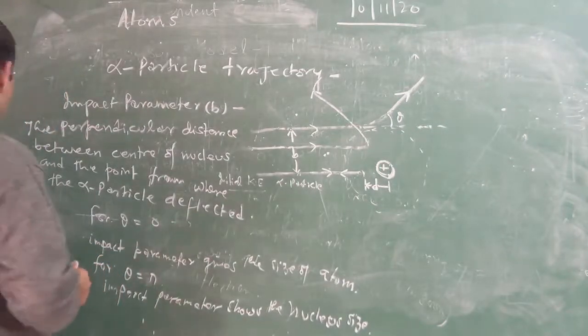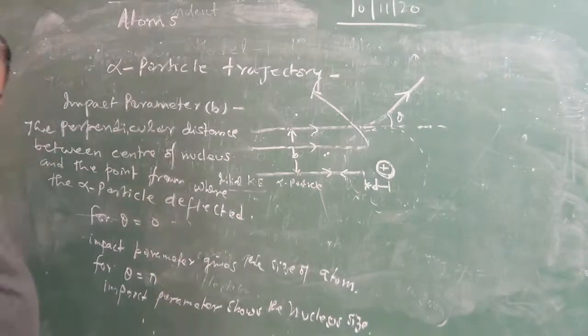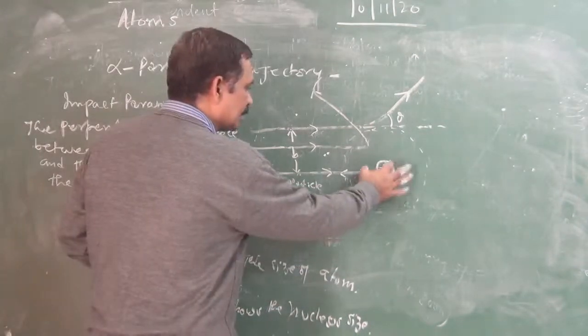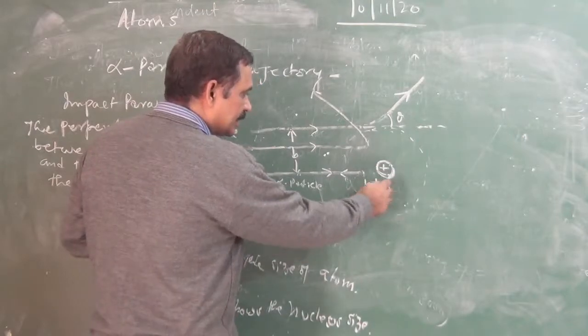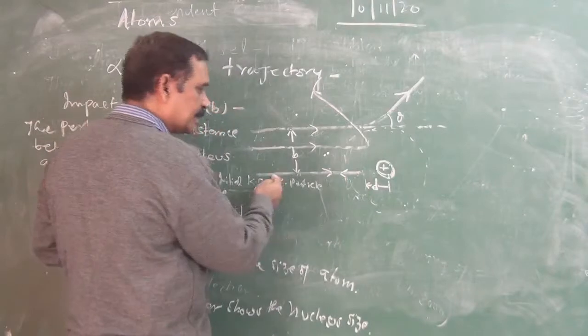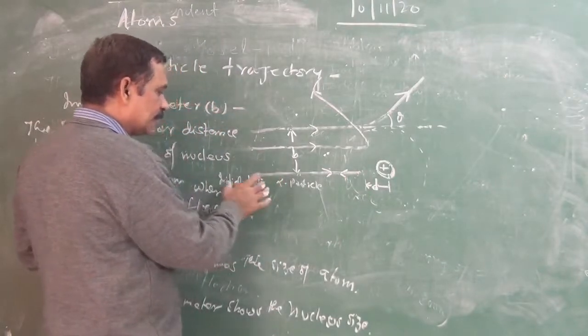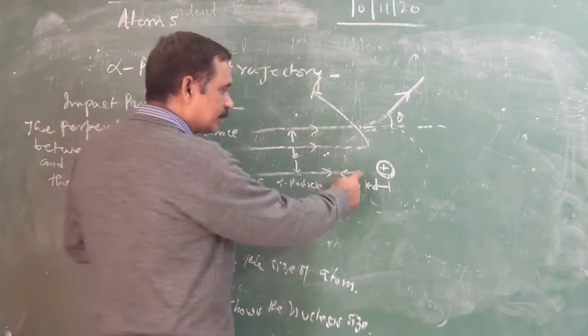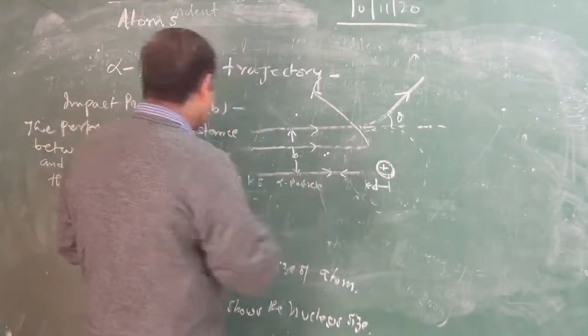Now, distance of closest approach: the minimum distance from the center of the nucleus to the point where the alpha particle retraces its path, or you can say that the initial kinetic energy of the alpha particle is converted into electrostatic potential energy.